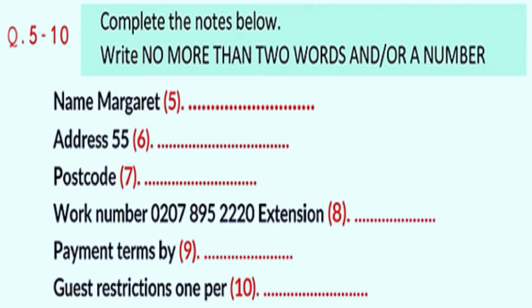0207 895 2220 and the extension is 663 3. Can I pay by credit card? Yes, of course. Do you want to pay for the full year at one time or by monthly instalments? You pay £4 extra a month if you pay by instalments. OK. I think I'll pay by monthly instalments.